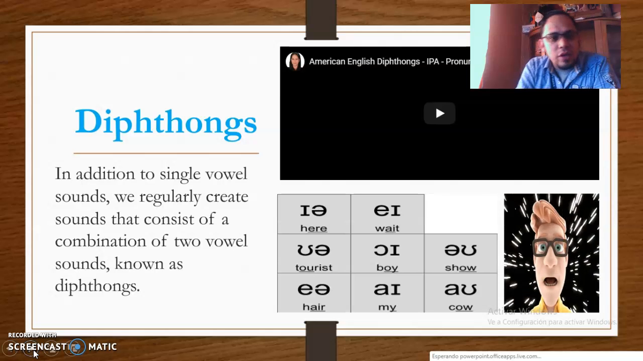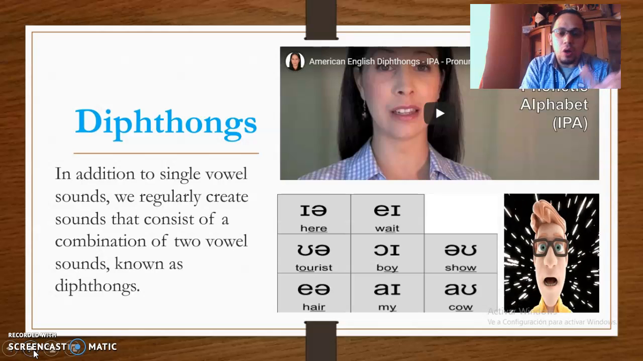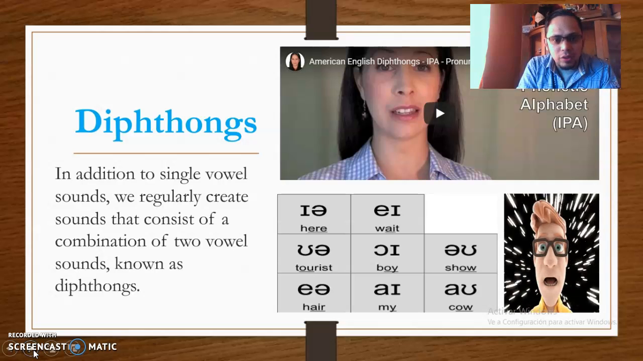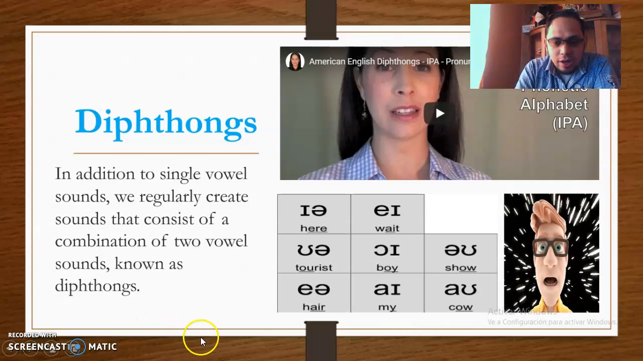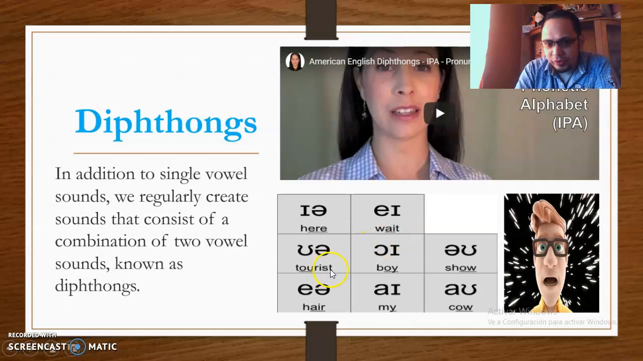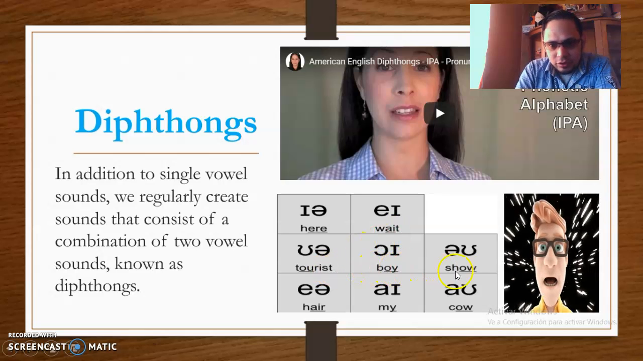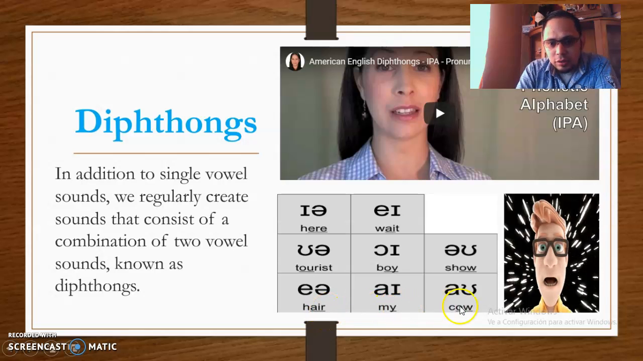And besides that we have some diphthongs, which is basically the combination of one open vowel and one closed. In this case we have here: wait, tourist, boy, show, hair, my, cow.